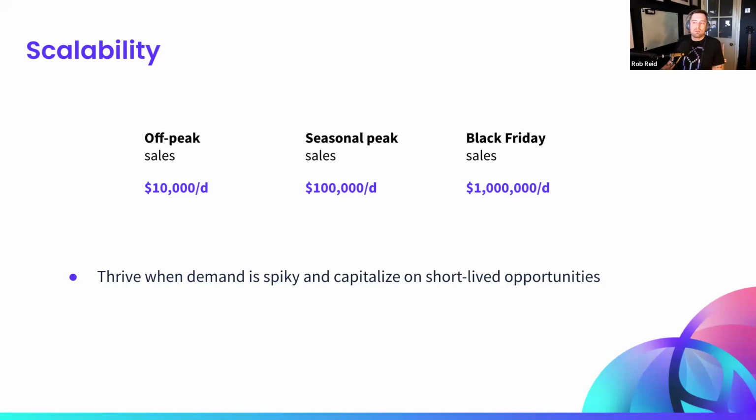CockroachDB in this case can help you thrive when demand is spiky and help you capitalize on short-lived opportunities, and scale elastically so that you're running efficiently when demand is lower.